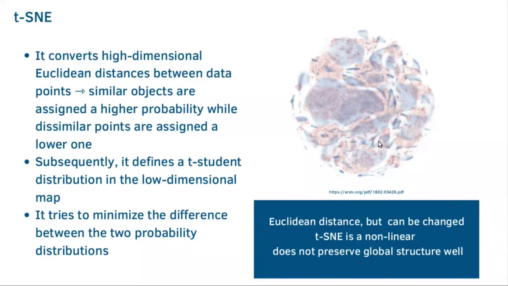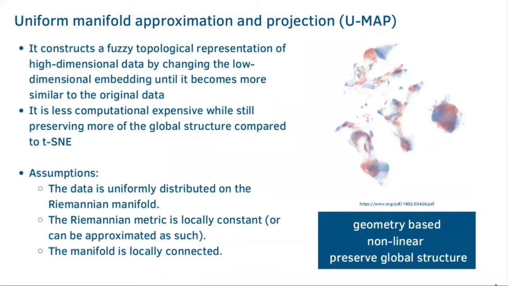And then we have t-SNE. t-SNE does dimensional reduction a bit differently. It basically calculates the probability that the objects are close to each other, and then it calculates a t-Student distribution, and then it tries to maximize the similarity between those two. What's pretty cool about it is that it is non-linear, and although it originally calculates the Euclidean distance, this can be changed if needed. And the big pitfall is that it does not really preserve the structure very well.